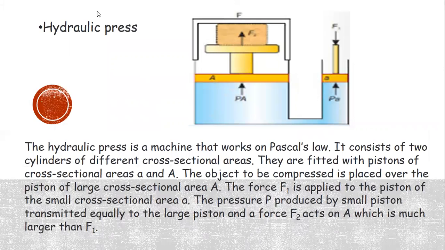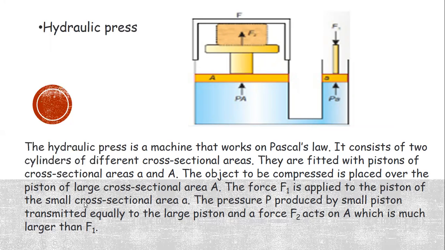Now the first is the hydraulic press. You see that there are two narrow cylinders of different cross-sectional areas. This is having a small area, and this is a big area, having a big cross-sectional area. It is fitted with a rigid roof. Whatever we need to press should be placed on this bigger cylinder, between the roof and the cylinder having the bigger area.